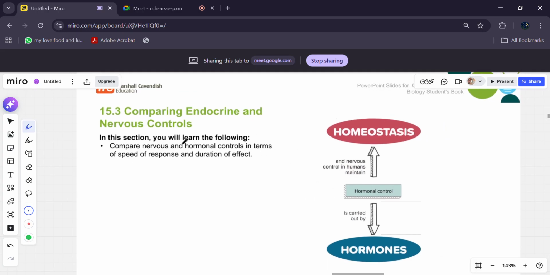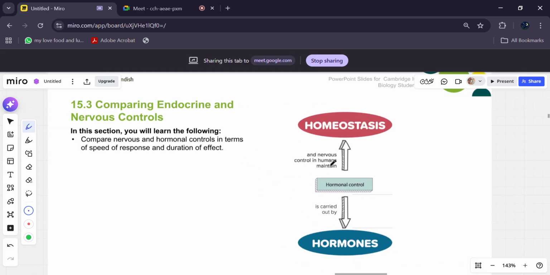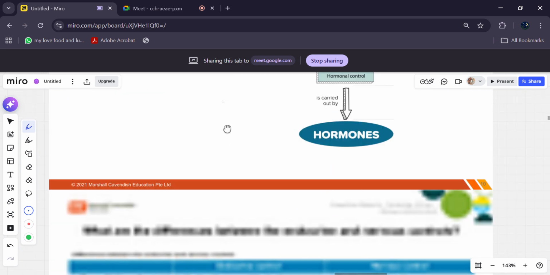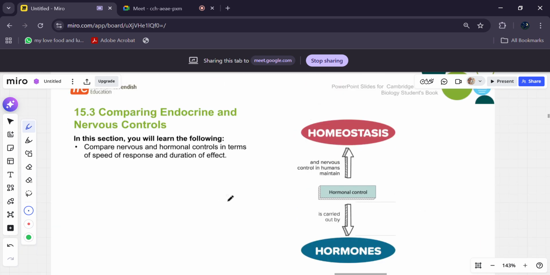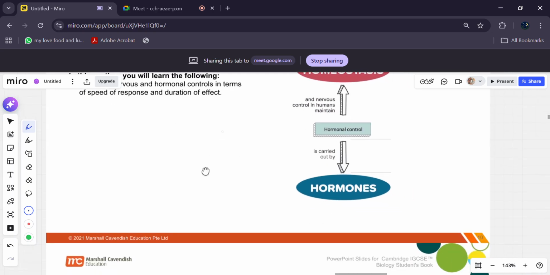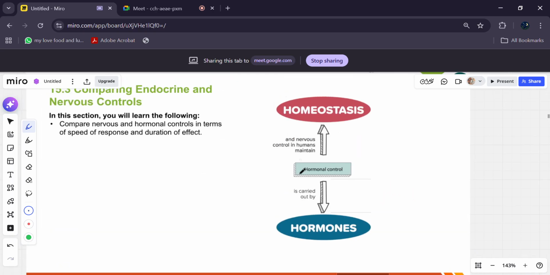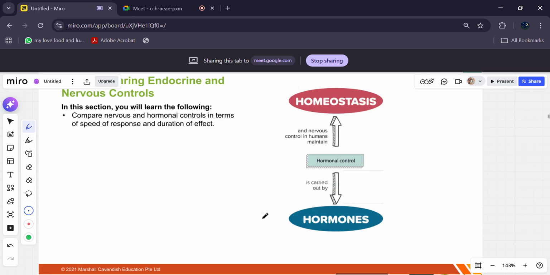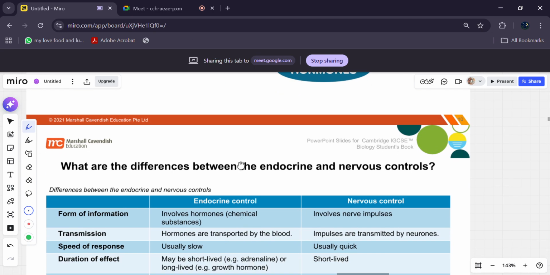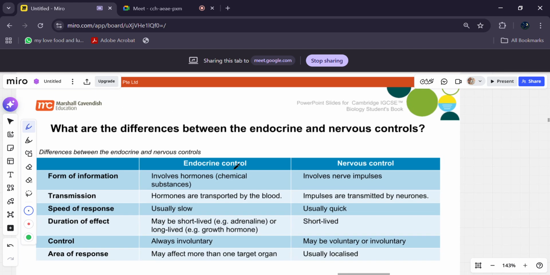Comparing endocrine and nervous controls. If you notice, the nervous system and the endocrine system have similar properties. Not really, but they have generally similar properties. They both help our bodies to respond to our environment. So what are the differences between endocrine and nervous controls?